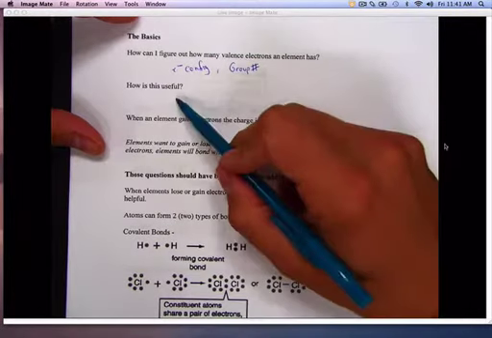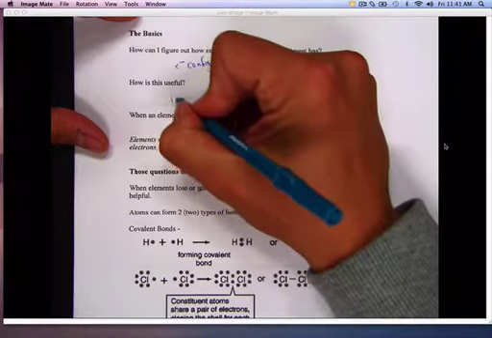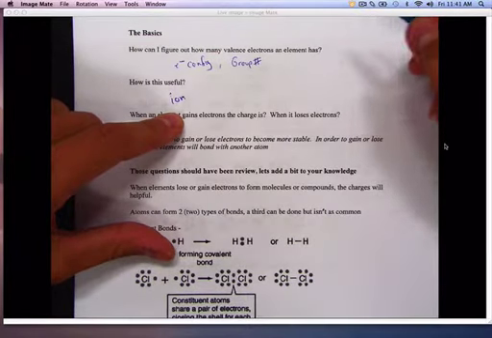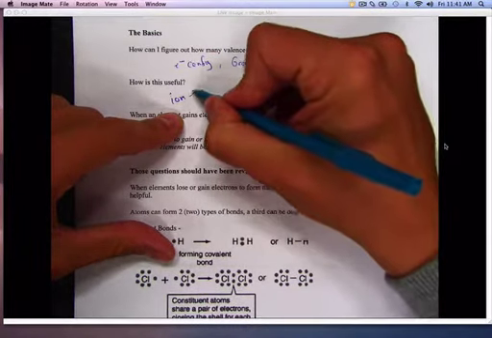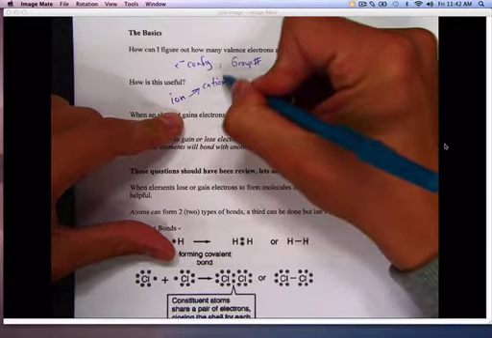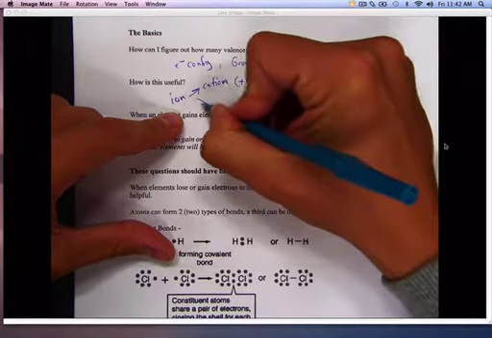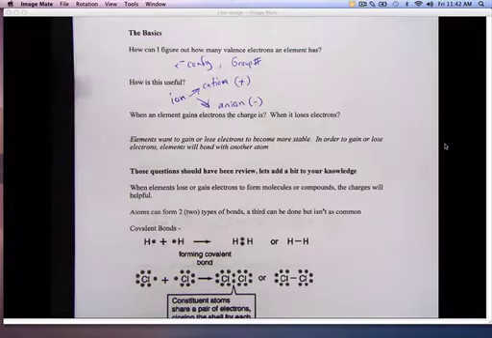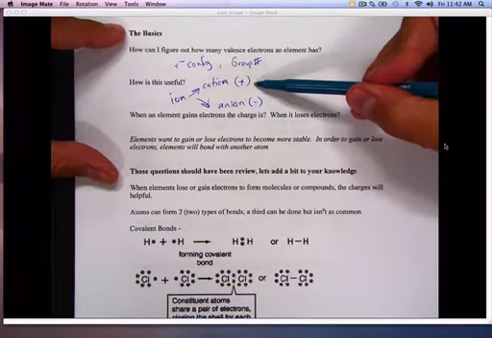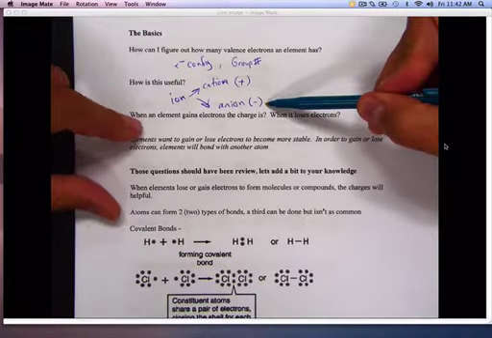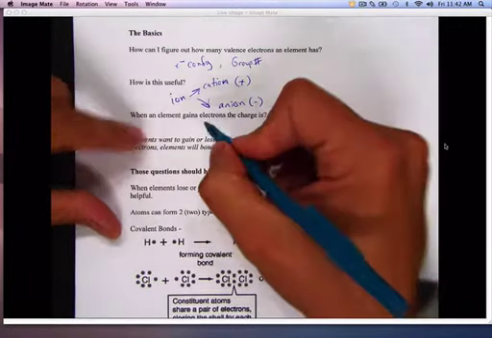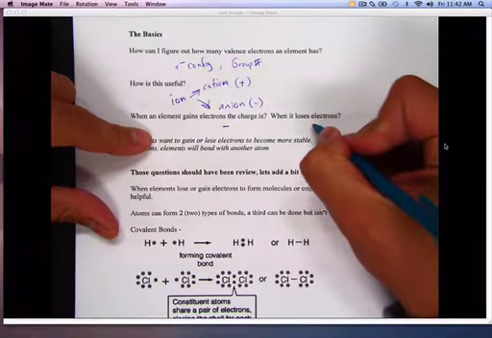How is having the number of valence electrons useful? Because it can tell me the ions. It's important to figure out what type of ion it is, in other words, if it's going to lose or gain electrons. Remember, a cation is positively charged, and an anion is negatively charged. Positive charge means it loses electrons. Negative charge means it gains electrons. So if an element gains electrons, it's going to be negative. Loses electrons, it's going to be positive.